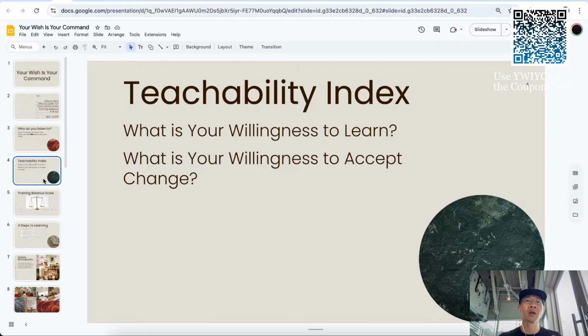Number one, what is your willingness to learn? You gotta give yourself a score from 0 to 10. Next, what is your willingness to accept change? Also give yourself a score from 0 to 10. How do you know if you have a willingness to learn? Score from 0 to 10. You're setting aside your favorite activities and using that time to better your life. Maybe you're listening to audio CDs, you're taking courses online or going to conferences in person, you're reading books.